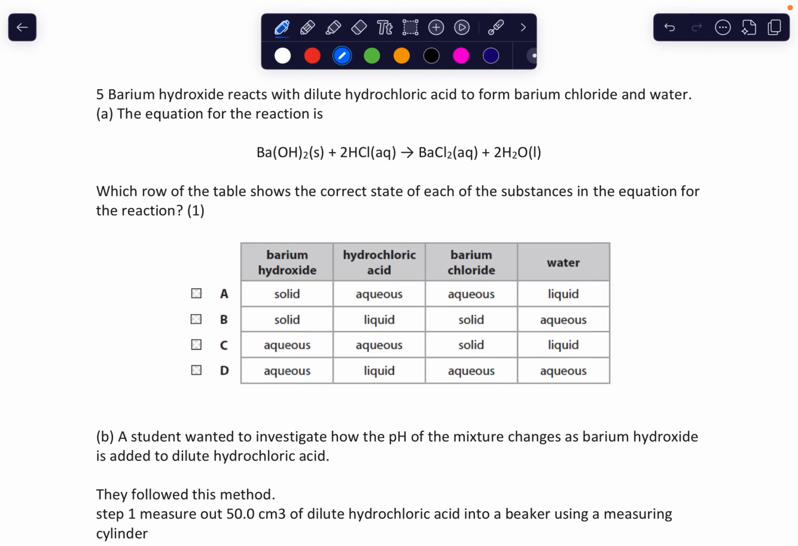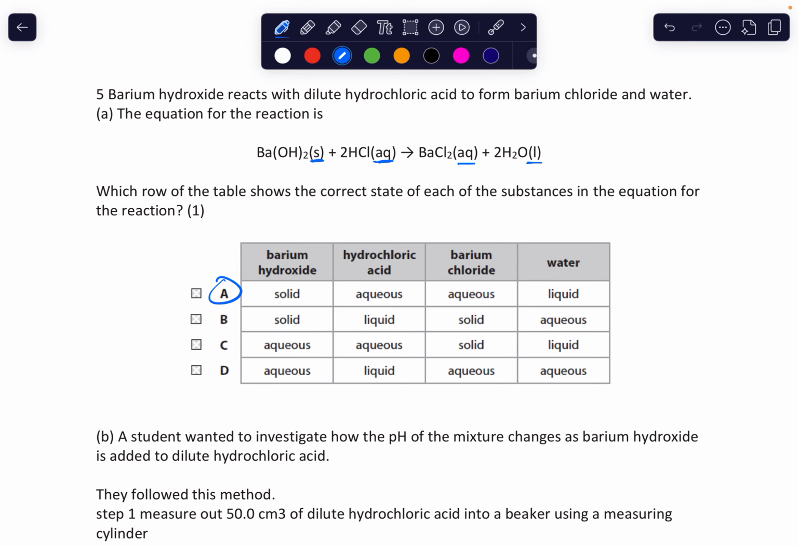Okay, in this question, it's all about neutralization. And the first question says, which row gives the correct state symbols? So if we look in here, S is solid, AQ is aqueous, and L is liquid. So the only one that matches that arrangement is option A.